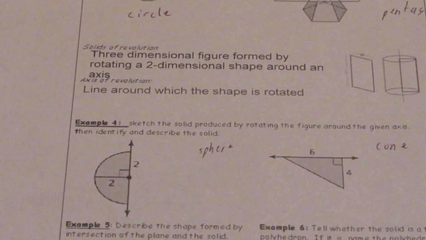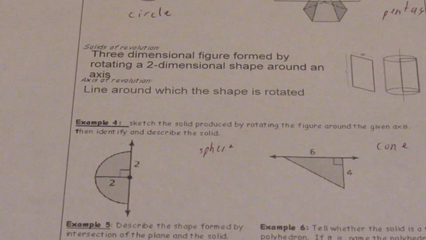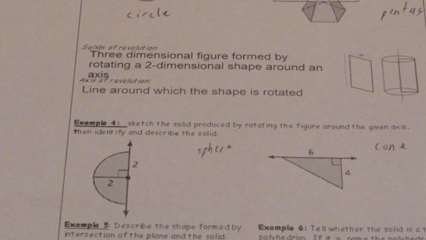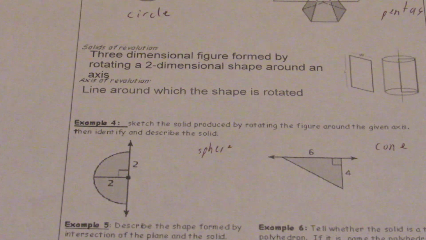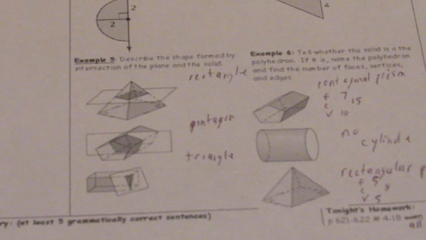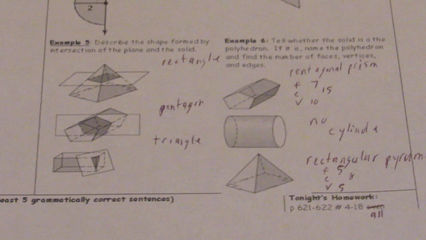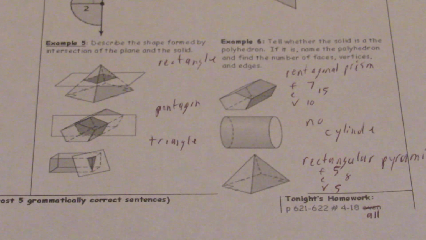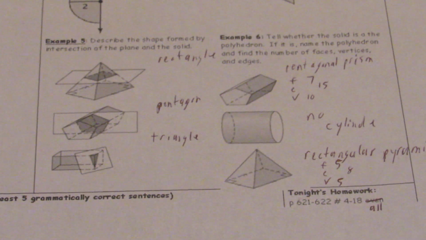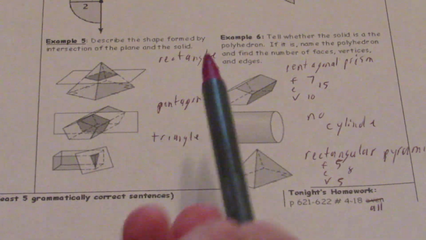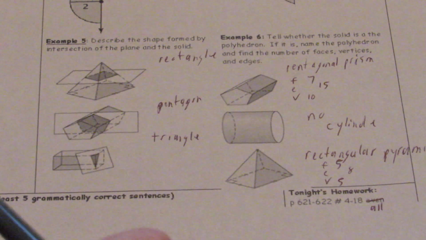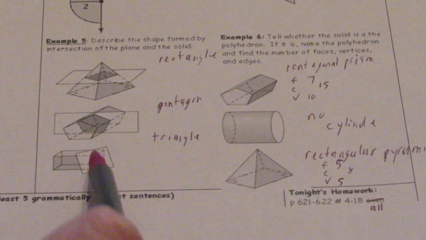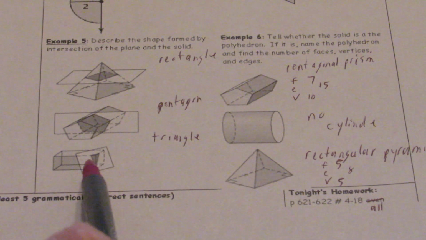Then example 5 again asks for our cross sections, and in example 6 again we're looking at naming our shapes. I want to move this, and then you'll see the answers that are there, and I'll talk through them. All right, so example 5, cutting this pyramid, we have a rectangle. Cutting our prism here, we have a pentagon, and cutting the prism here, we have a triangle.